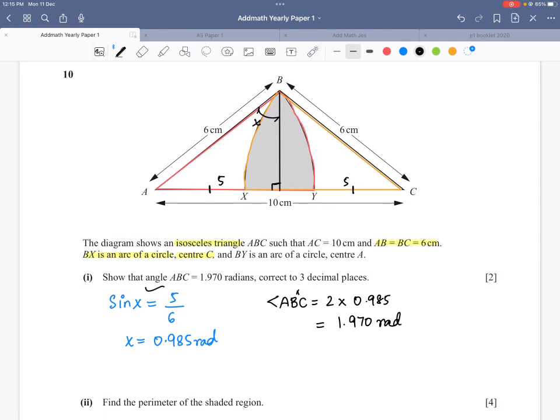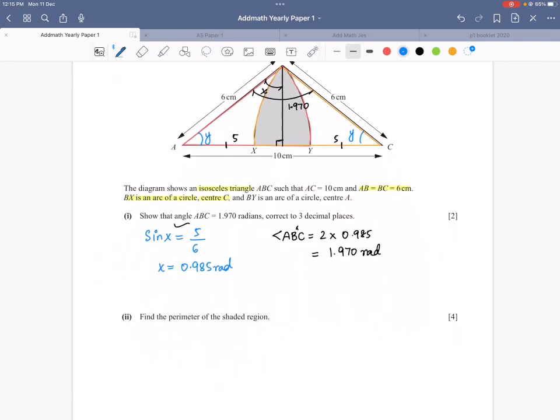After that, find out the perimeter of the shaded region. Alright, so we got the complete angle, it's 1.970. I'm going to label two angles here, and these two angles will be the same, y and y. Why are they the same? Because we are dealing with an isosceles triangle.